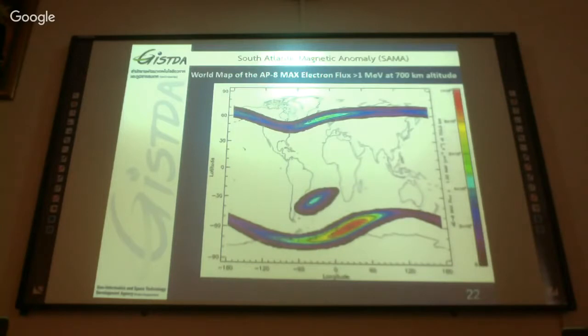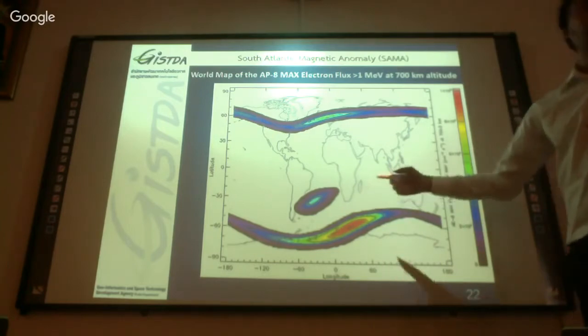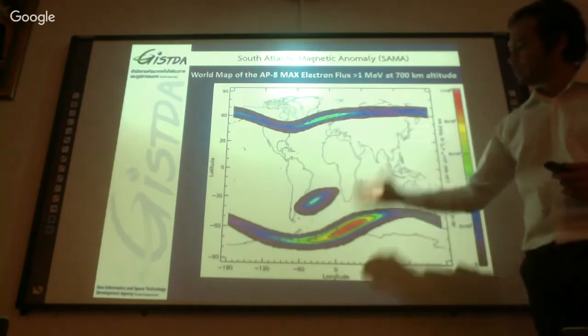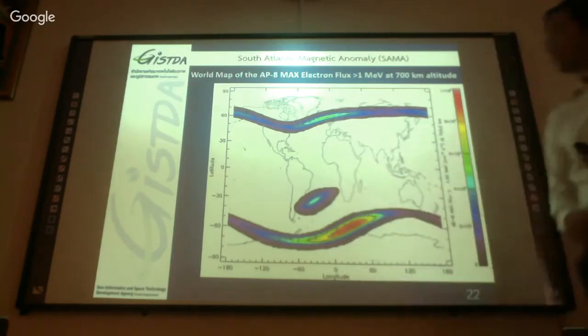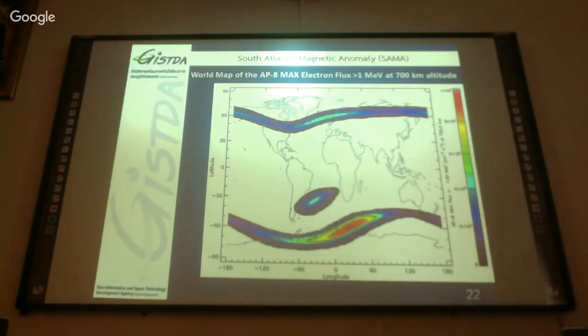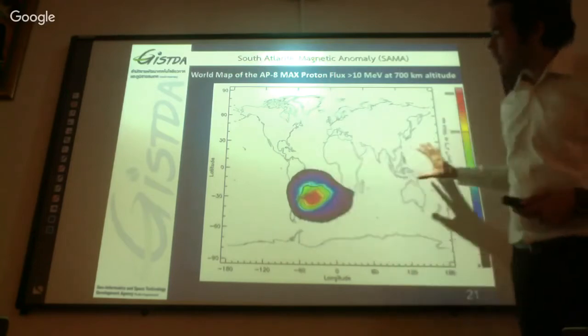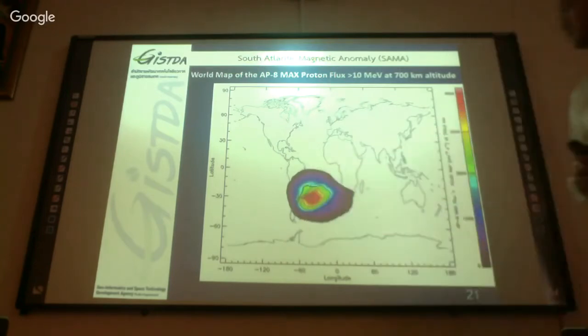And this is the simulation of the electron flux that is bigger than 1 mega electron volt at 700 kilometer altitude. That means if our satellite is designed in a polar orbit, the satellite has to pass this area and this area also. But for the equatorial orbit, we will pass only this area. This is for the proton flux.